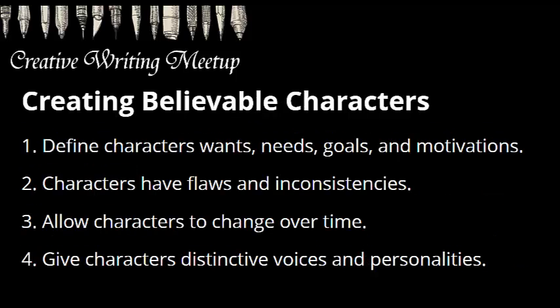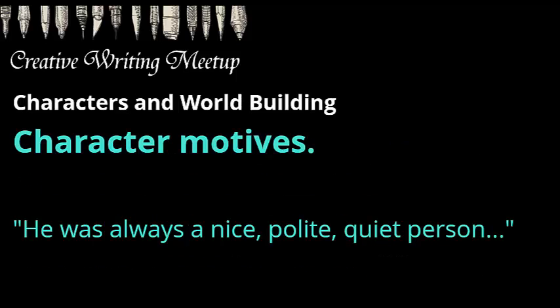And when it comes to creating believable characters, our group has come up with these basic guidelines. You need to define the character's wants, needs, goals, and motivations. You have to understand that your characters have flaws and inconsistencies. They may say one thing and do another. Characters can be predictably unpredictable as well. And characters need to change over time. They need to evolve. They can evolve to a higher plane, they can evolve to a lower one, but they change over time. We need to make sure that we don't create static characters. And our characters need distinctive voices and personalities. We've been exploring that over the last few weeks. Today we're working on character motives.